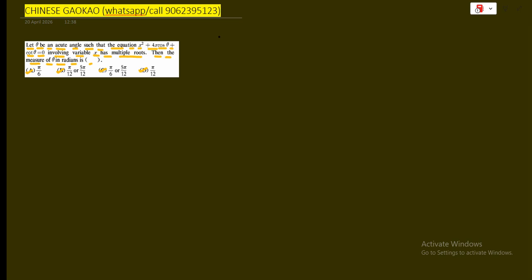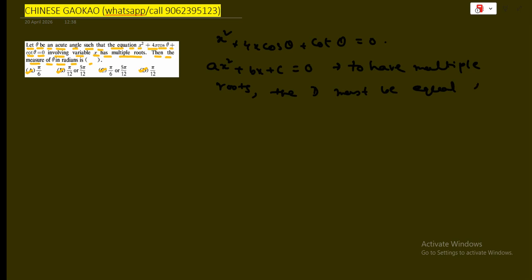Now, to find the measure of theta in radians for the equation x square plus 4x cos theta plus cot theta equal to 0 to have multiple roots, we need to analyze the discriminant of the quadratic first. So first set the discriminant to 0. Now for a quadratic equation like ax square plus bx plus c equal to 0 to have multiple roots, the discriminant must be equal to 0.